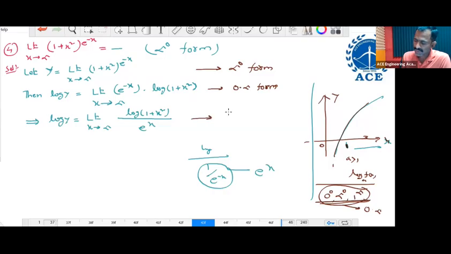Now this is in the form of infinity by infinity. Now we got the second form, 0 into infinity. The third form will be reduced to either 0 by 0 or infinity by infinity. If it is 0 by 0 or infinity by infinity, we can apply the L'Hospital method only.